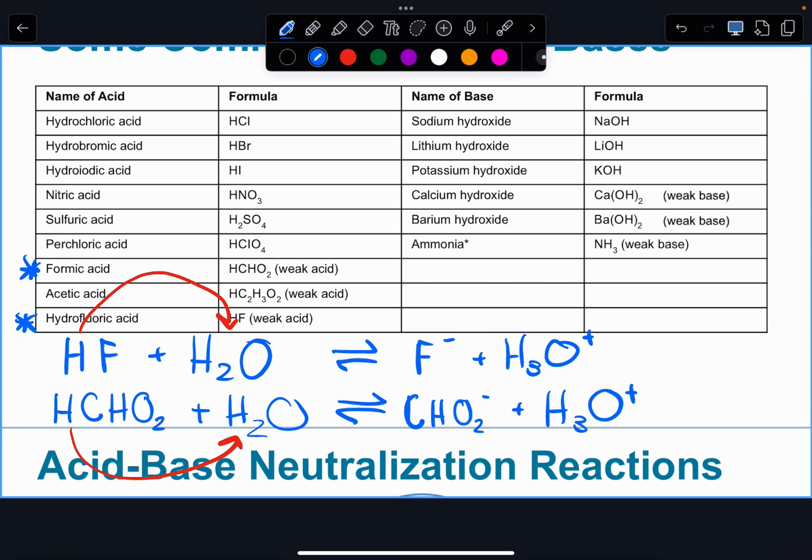Okay, so this is what your formulas should look like, your reactions. It's pretty standard, because if it's reacting with water, you're always going to be producing H3O plus, and then whatever's left behind when that hydrogen leaves. Acids are quite a bit easier in that way. Bases, there's kind of two versions of them.